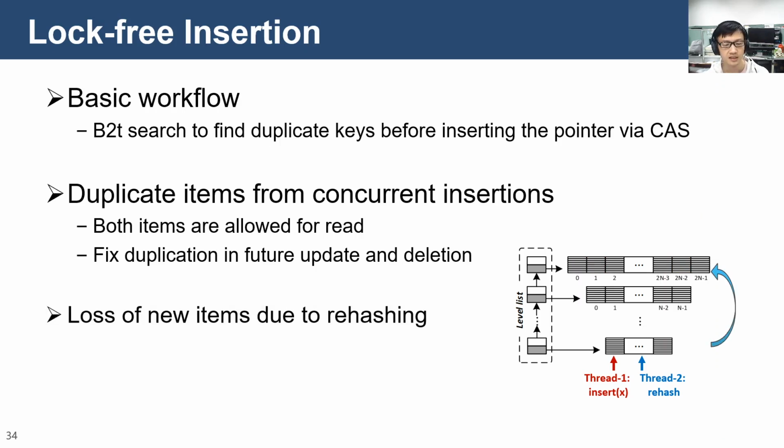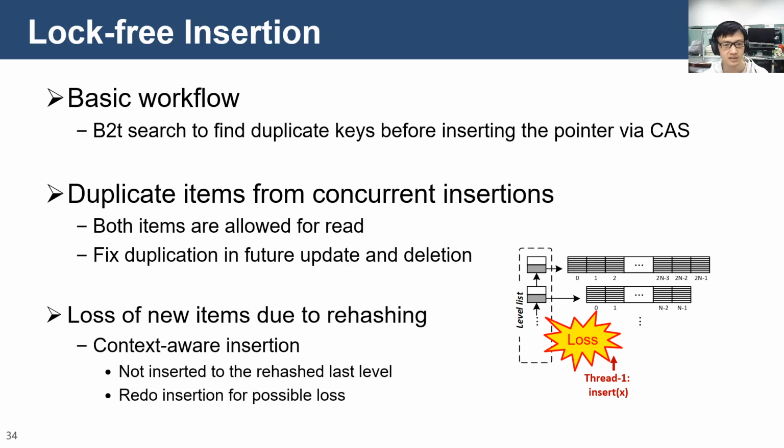Second, it is possible to lose new items inserted to the last level being rehashed. For example, thread 1 inserts an item in the rehashed buckets in the last level, and thread 2 reclaims the last level. As a result, the item inserted by thread 1 to the last level is lost.